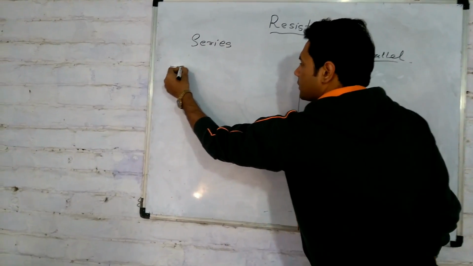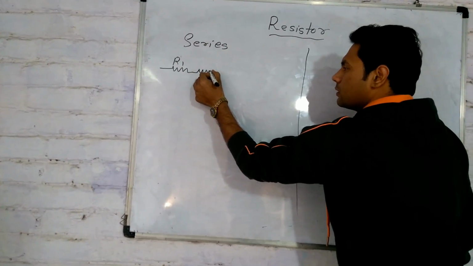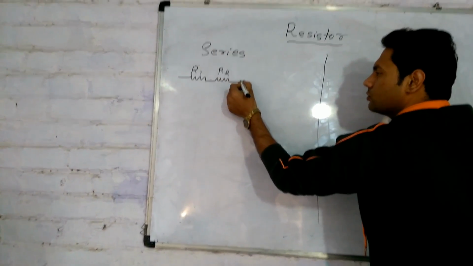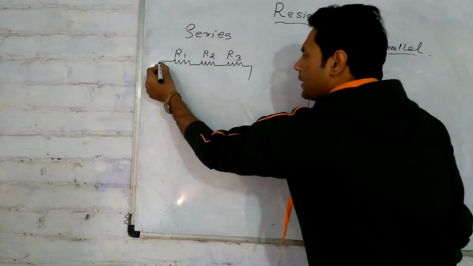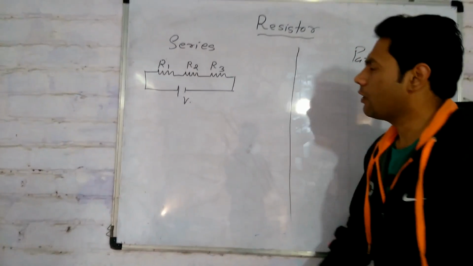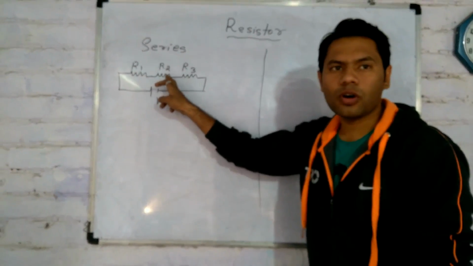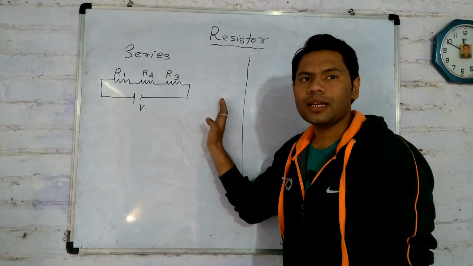Like this. It is R1, then R2, R3, and it is an electrical circuit. Here it is a voltage. Now it is a series of resistors. All resistors are connected in series in an electrical circuit.